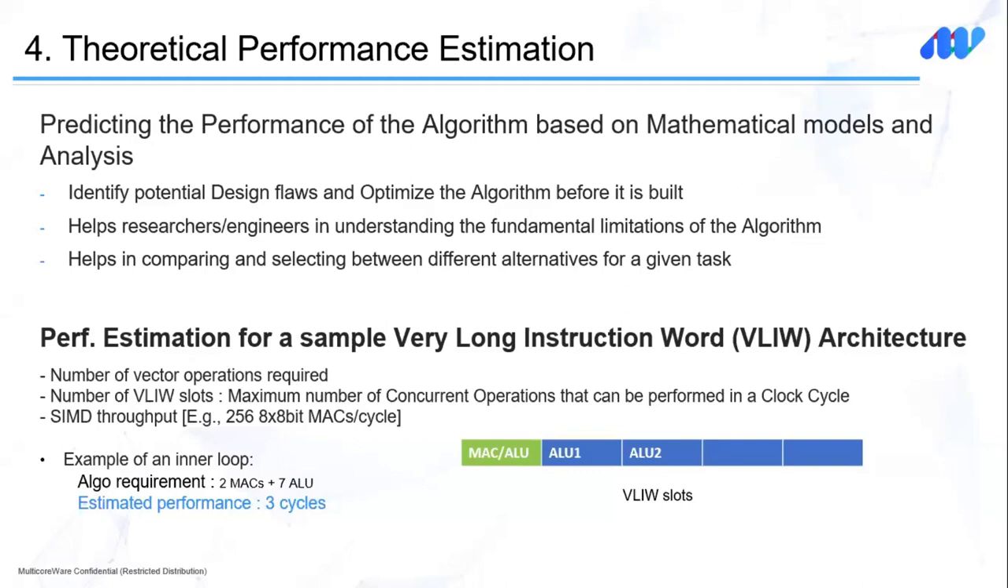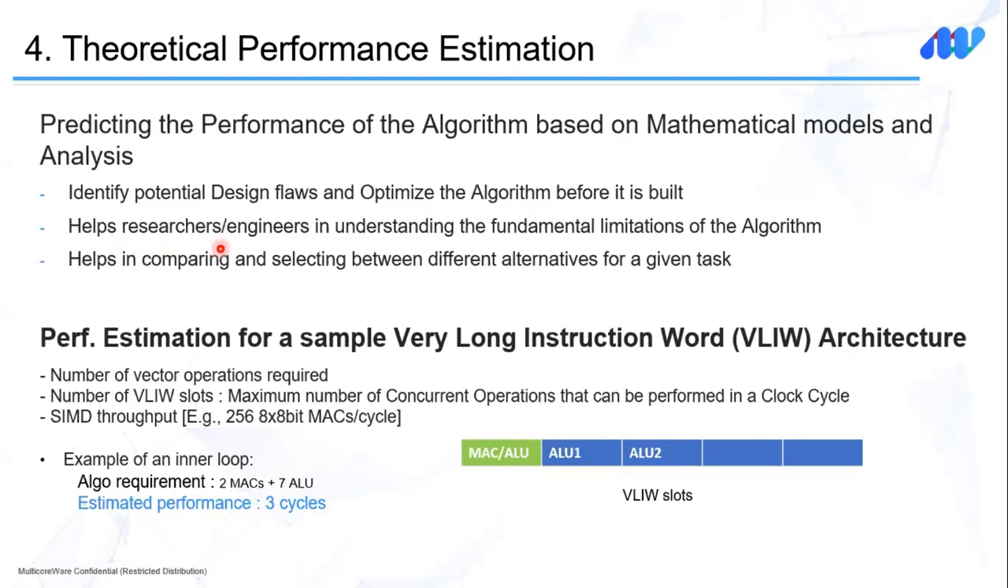One is it serves as a reference performance benchmark against which the optimized pipeline's performance is compared. It is useful in identifying potential design flaws and optimizing the design even before the algorithm is implemented. The next thing is it helps the researchers and engineers in understanding the fundamental limitation of the algorithm. And it also helps when you have multiple solutions for the same problem. Based on the performance estimate, one can compare and select between different alternatives for the given task.